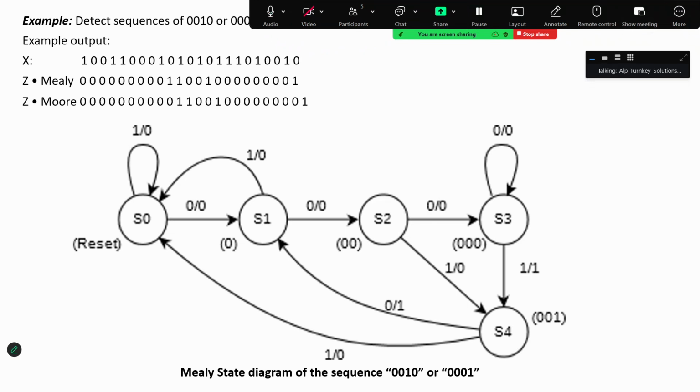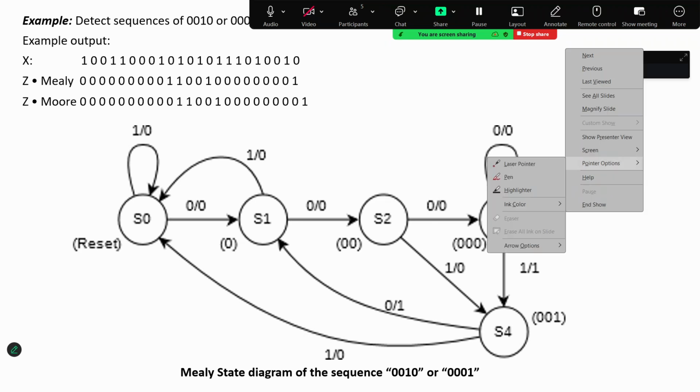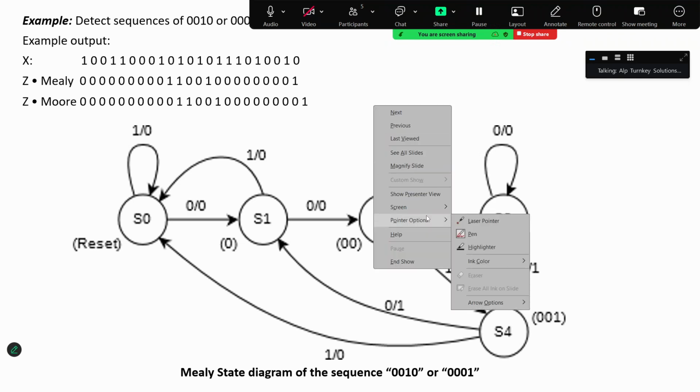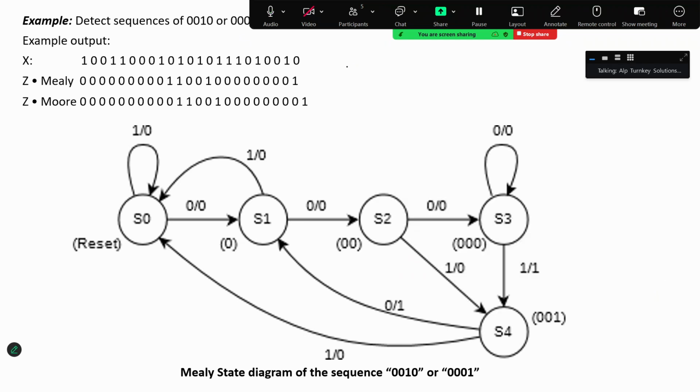Okay, see here. That means here I need to check two cases. What are the two cases? I will change the color. Is red color fine now, or do I need to change the color? Red color is fine. Okay, see here. I need to check for two cases, 0010 and 0001.